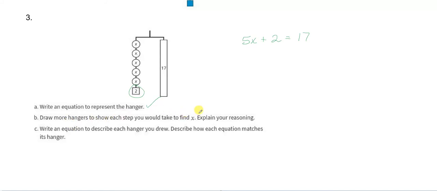Explain your reasoning. Alright, I'm not going to draw more hangers, but I am going to manipulate this one. So I am going to cut off 2 from there, which would take 2 away from that and make it equal 15. So 5x's would equal 15. And if 5x is equal 15, then every x must equal 3.